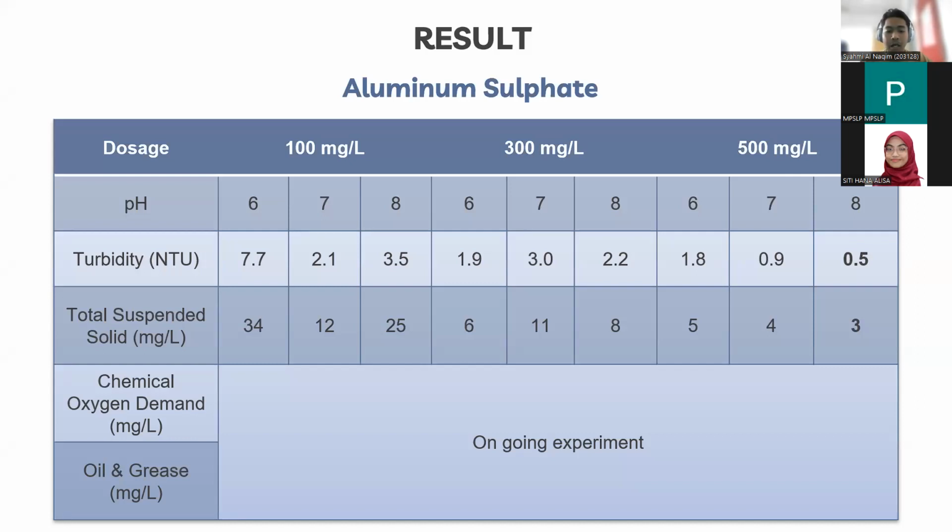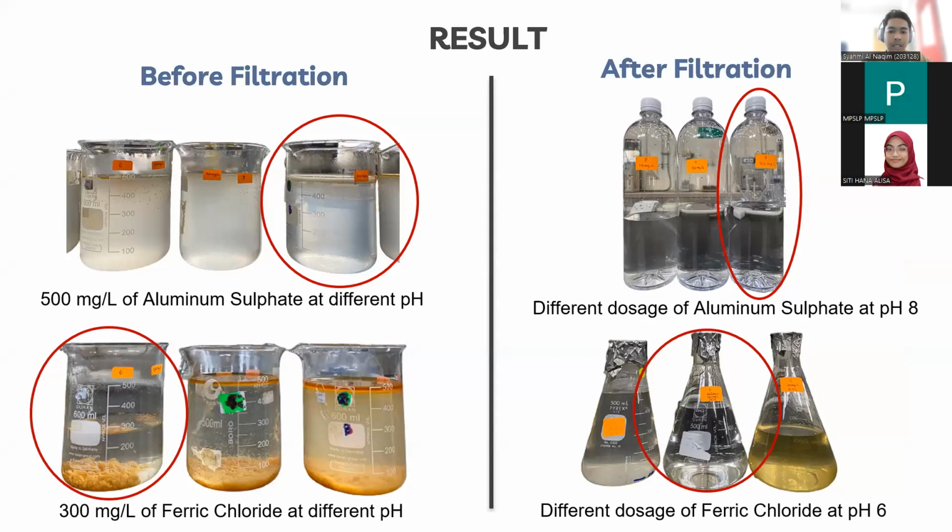Actually, the result is still ongoing, but I have obtained only the turbidity and total suspended solid for the aluminum sulfate. As you can see here, for the aluminum sulfate, the 500 mg per liter dosage gave the best result at pH 8, which is alkali. As you can see, the turbidity is 0.5 and the total suspended solid is 3 mg per liter. Okay, so this is the result we can clearly see.